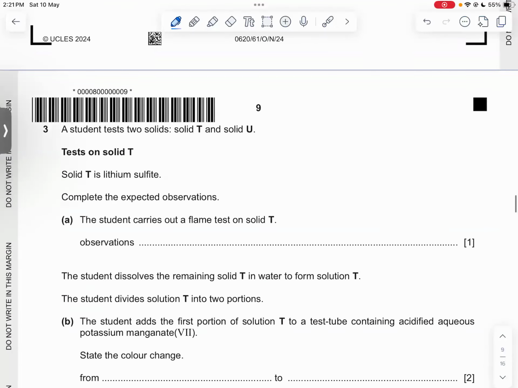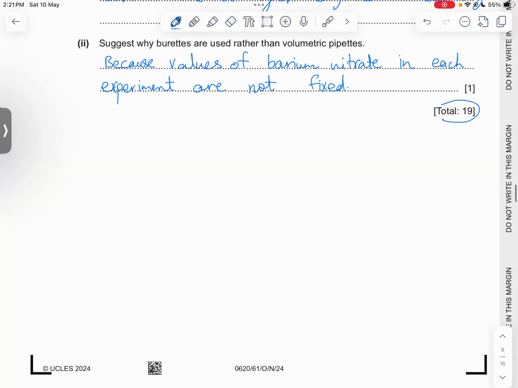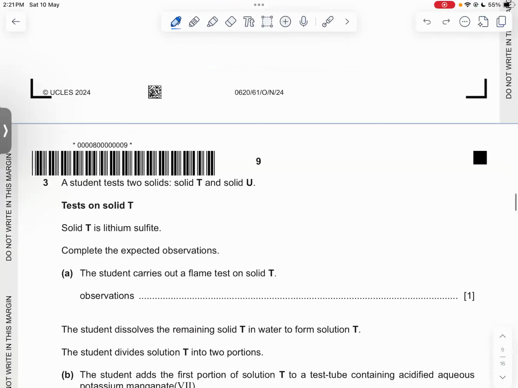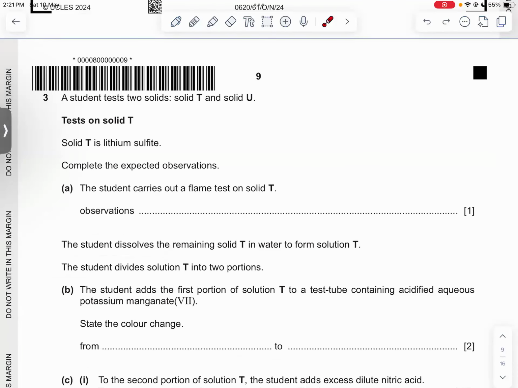This question is completed. It was out of 40 marks. This question alone was 19 marks, so that was 50% of the paper. Let's go to the next question.